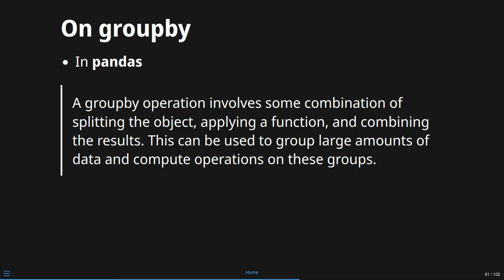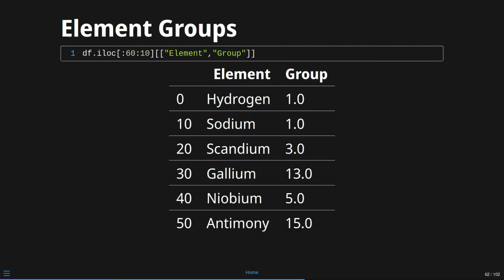In pandas, a group by operation involves some combination of splitting the object, by which they mean data frame. So we're going to take our data frame, look at parts of the data frame, apply a function to the parts of the data frame, and then combine the results when we're done. So this can be used to group large amounts of data and compute operations on those groups. So let's take a look at our groups.